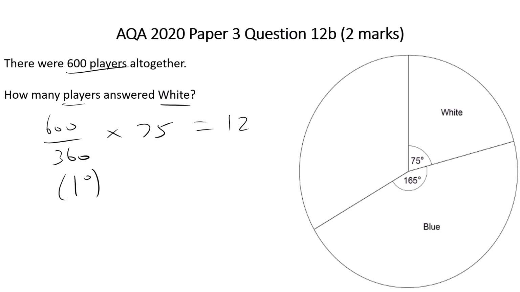This method here is quite useful for a lot of pie chart problems. If you take your data and divide it by the angle for that data, that will always tell you what 1 degree is on the pie chart. This is kind of known as the unitary method really, so that's really useful for a lot of the pie chart problems.